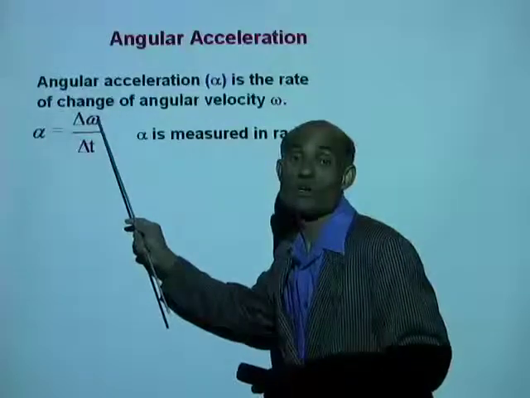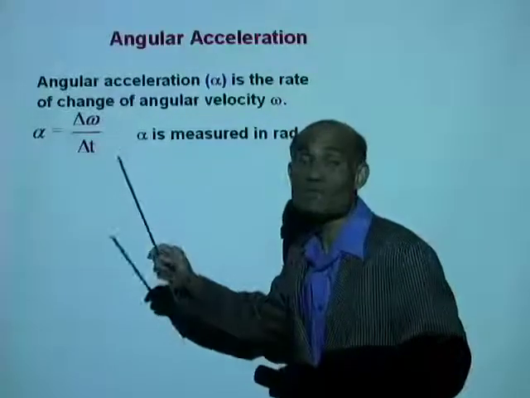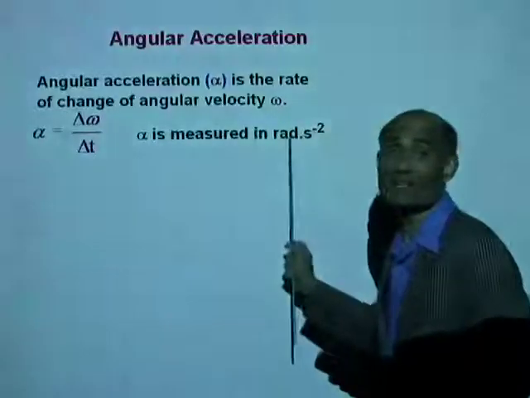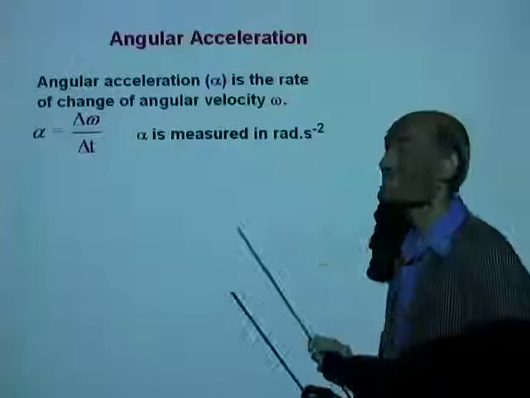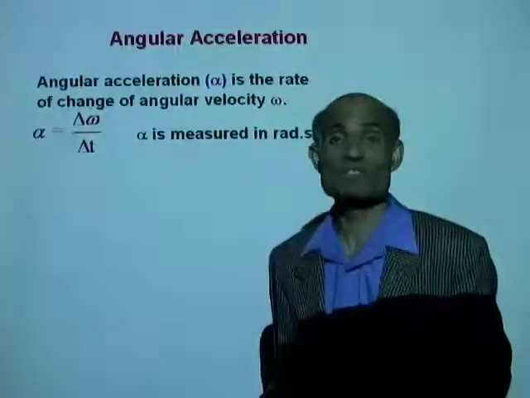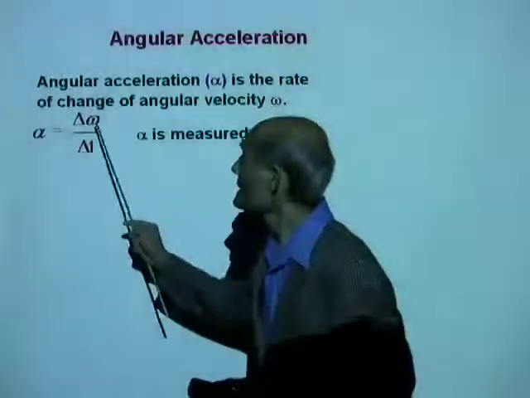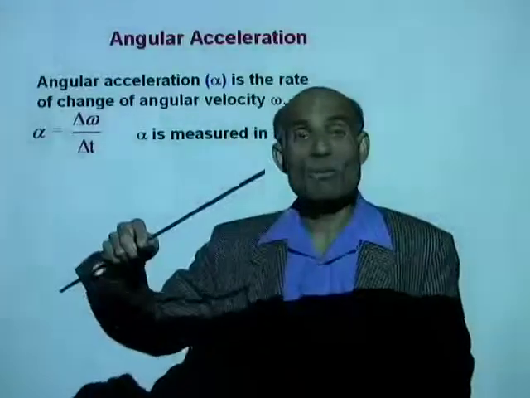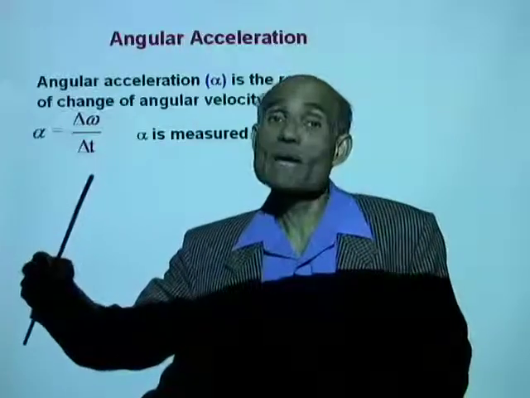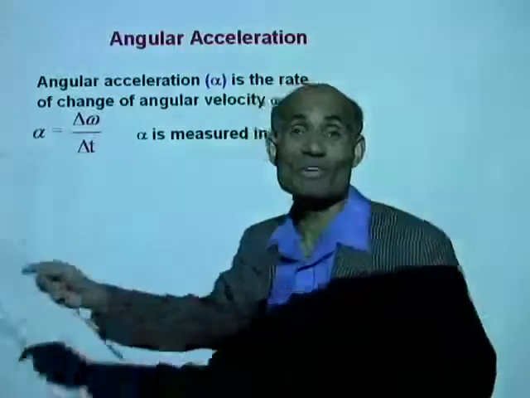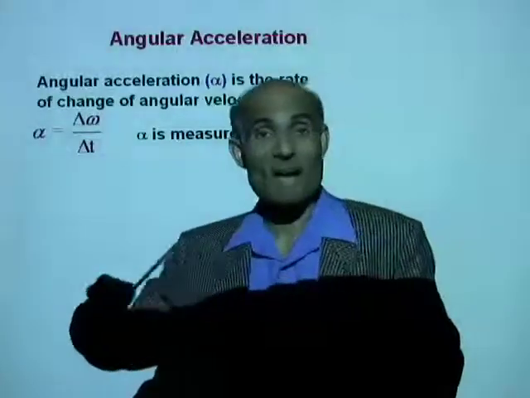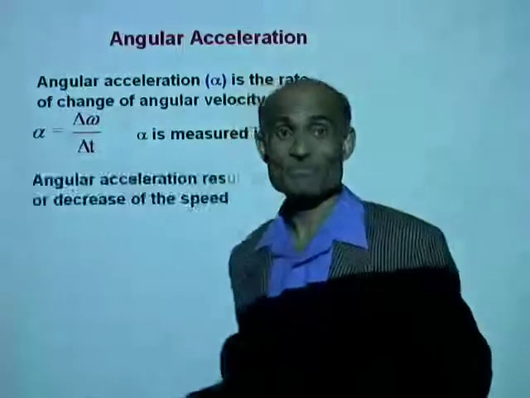The unit for angular velocity is radian per second. Divide that by second, you get radian per second squared, which is the unit for angular acceleration. Well, delta omega, if omega 0 is the initial velocity and omega f is the final velocity, then delta omega will be omega f minus omega 0.